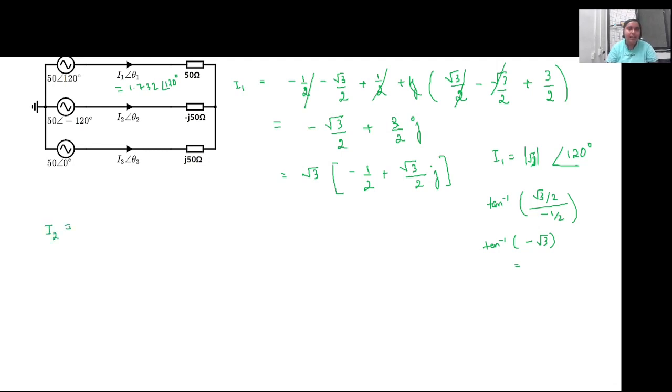Similarly, can you find I2? It will be exactly the same. You have this Vx here, you have the voltage here. So it is the same procedure. Can you please calculate and let me know what is the answer?